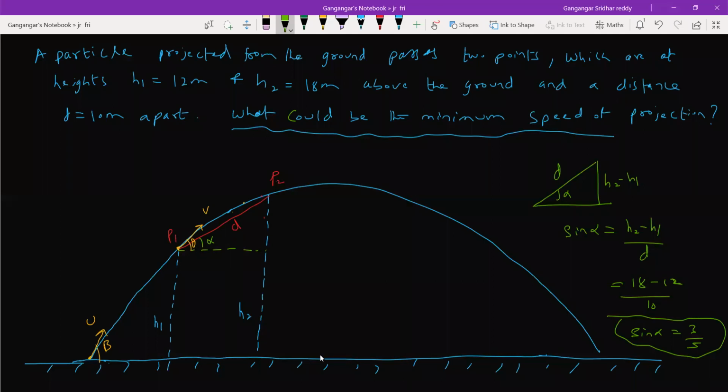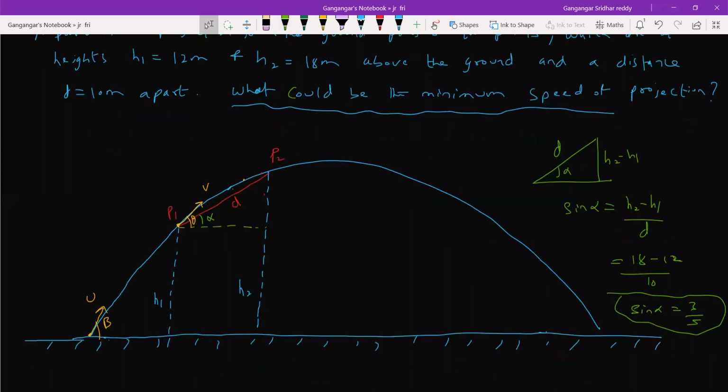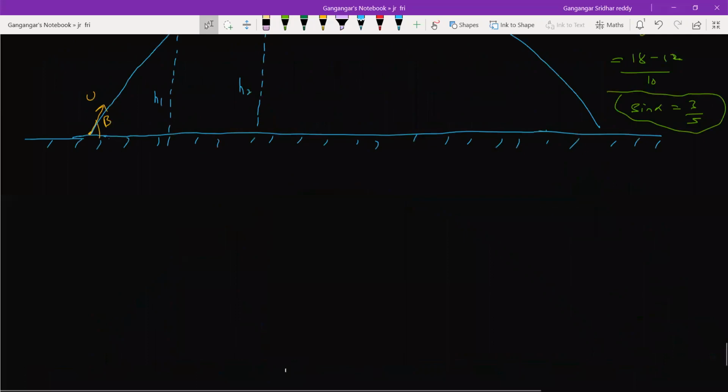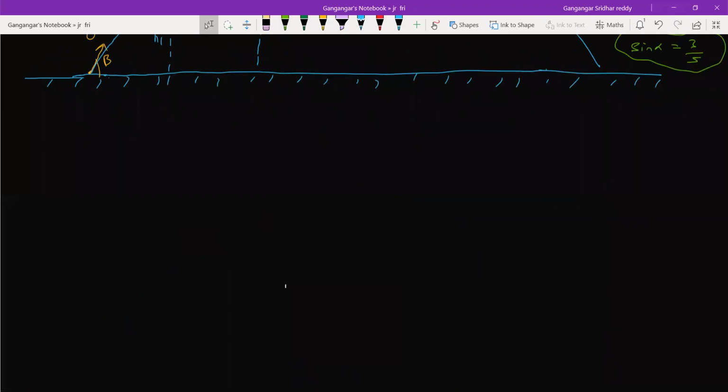Okay, fine. So first, is the diagram okay? Now, let's proceed like this. Let's go for this triangle. I'll just enlarge the triangle. So is this the ball? We have projected it with a speed v, and it passes through this.